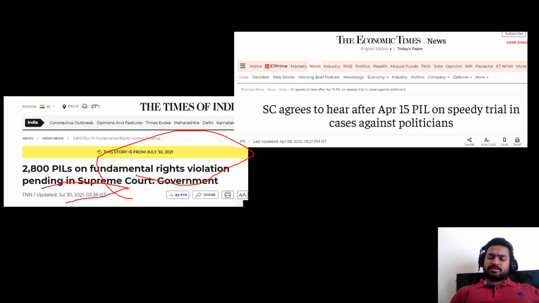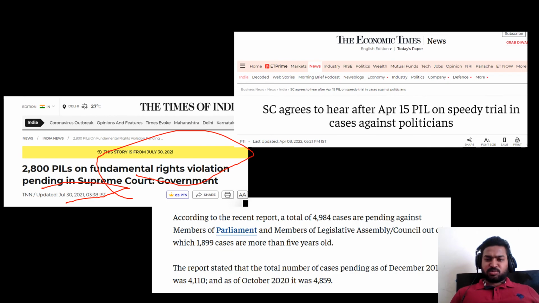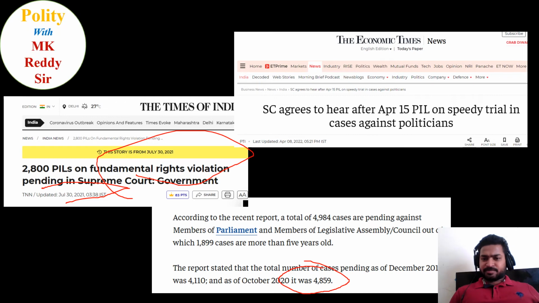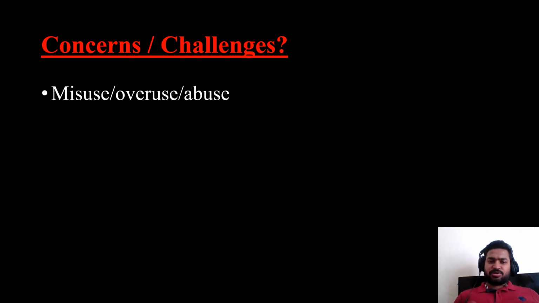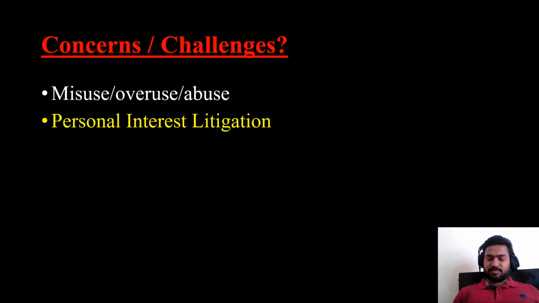And there are certain PILs against politicians, as you could see on the screen. Around 5,000 PIL cases against politicians are pending in India. So this is one of the gray areas or challenges of PILs, like misuse or overuse or abuse of these PILs. How it is misused, we will try to discuss in this video. We will try to understand.